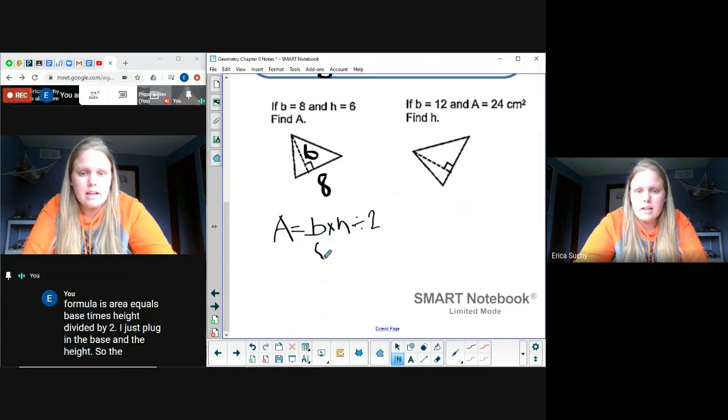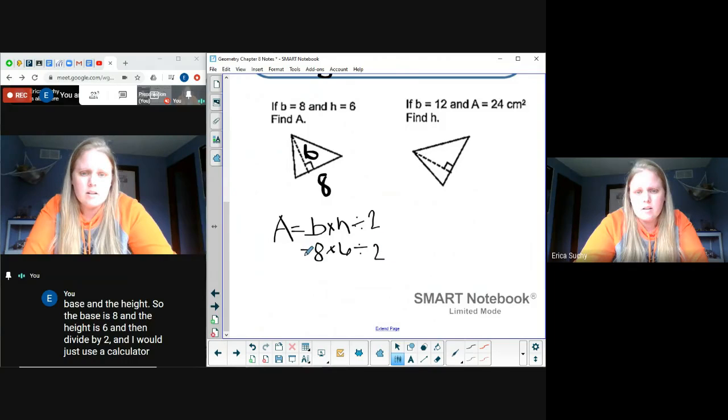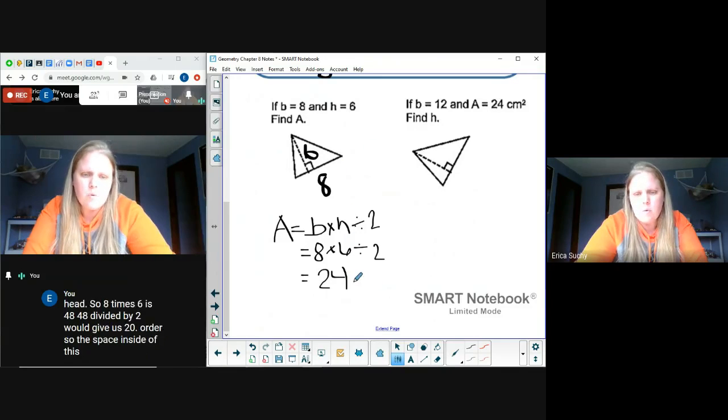So the base is 8 and the height is 6, and then divide by 2. I would just use a calculator to figure this out, be lazy with my brain, but you can also do it in order of operations by hand or in your head. So 8 times 6 is 48. 48 divided by 2 would give us 24. And so the space inside of this triangle is 24 square units, or units squared.